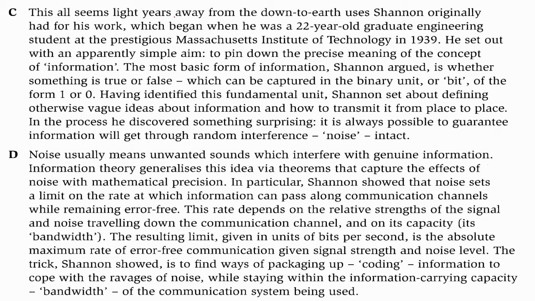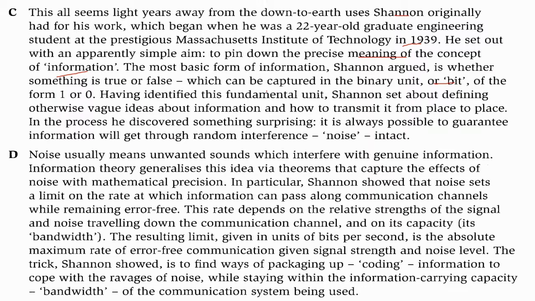This all seems light years away from the down-to-earth uses Shannon originally had for his work, which began when he was a 22-year-old graduate engineering student at the prestigious MIT, Massachusetts Institute of Technology, in 1939. He set out with an apparently simple aim: to pinpoint the precise meaning of the concept of information. The most basic form of information, Shannon argued, is whether something is true or false, which can be captured in a binary unit, or bit, of the form 1 or 0.